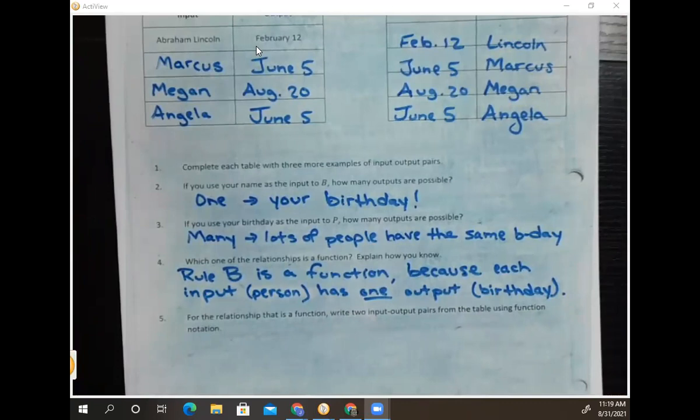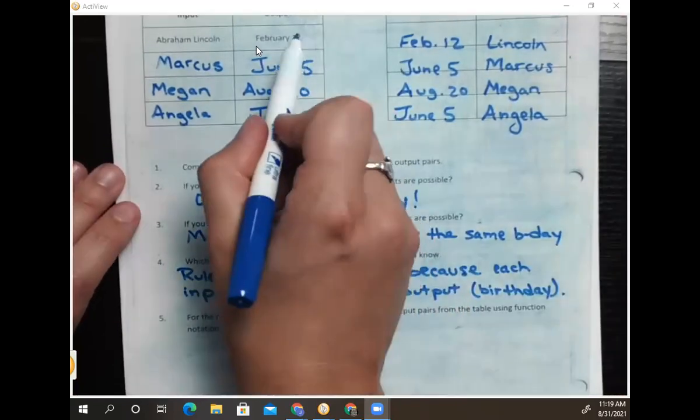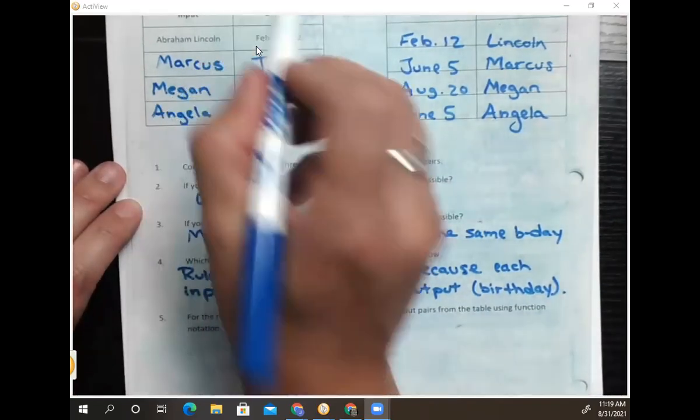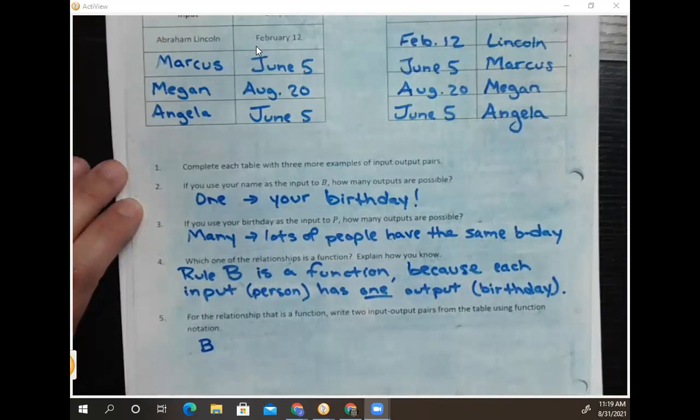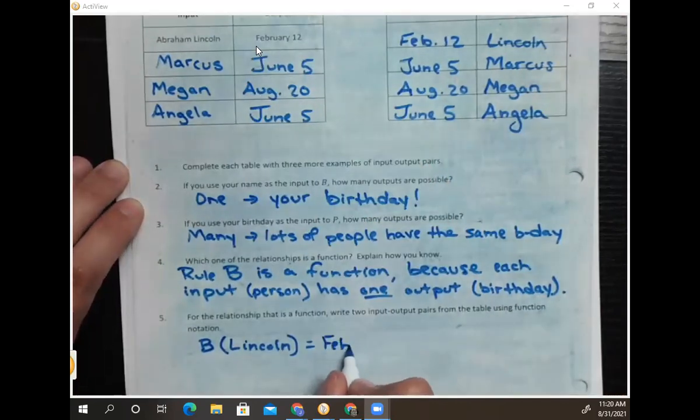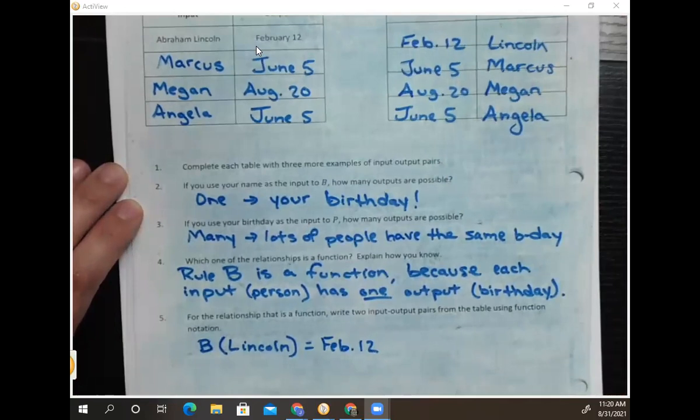So the last thing I want to do here is, again, practice our function notation. This time we've got information that isn't just numbers. That's okay. I can still use function notation here. I'm going to use the first line in our table. Since this is called rule B, I'm going to use B as our function. So B of Lincoln, right? That was our input, people. And then our output was birthdays, and his birthday is February 12th. So B of Lincoln equals February 12th.